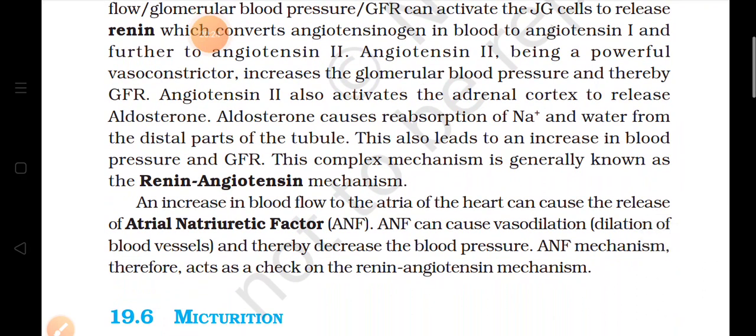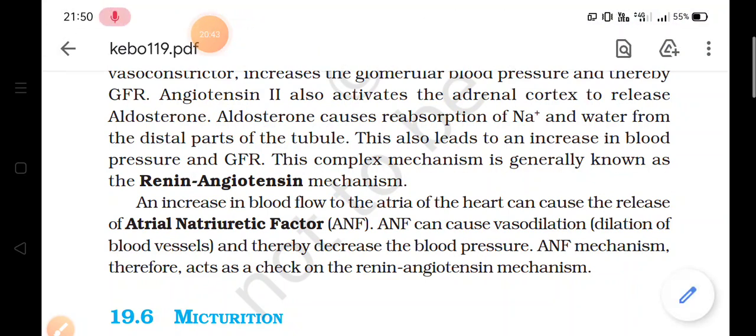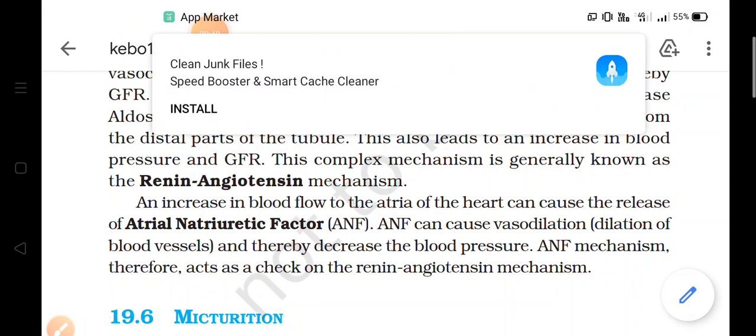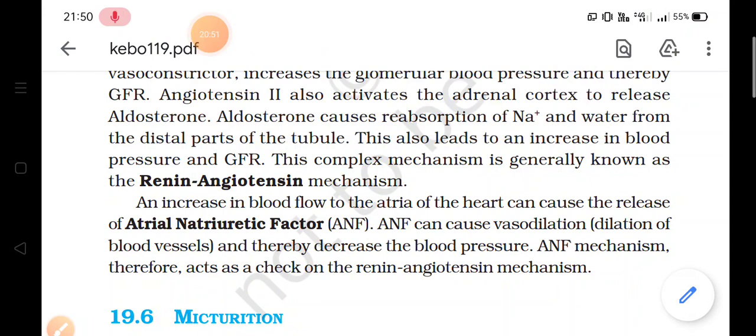Now the third is how the heart helps in controlling the regulation of kidney. So whenever there is an increase in blood flow to the auricle of the heart, it can cause the release of atrial natriuretic factor, means whenever there is more blood flow in the auricle or the atrium, then a factor ANF will be released. This ANF will do the vasodilation or the dilation of blood vessels, and because of that there will be a decrease in the blood pressure.